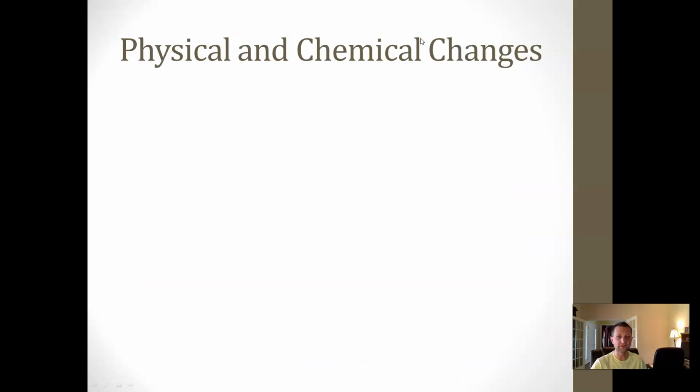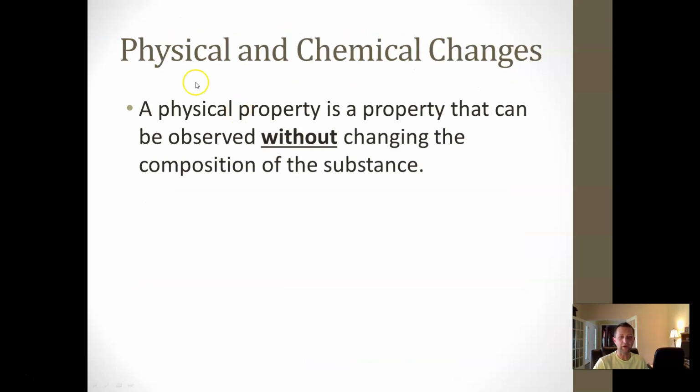We'll start with the physical ones first. A physical property, these are things that you've probably observed more than you realize, whether it's in lab or just in general. A physical property is a property that can be observed without changing the composition of the substance. So the identity of your substance isn't changing when you describe this, okay?